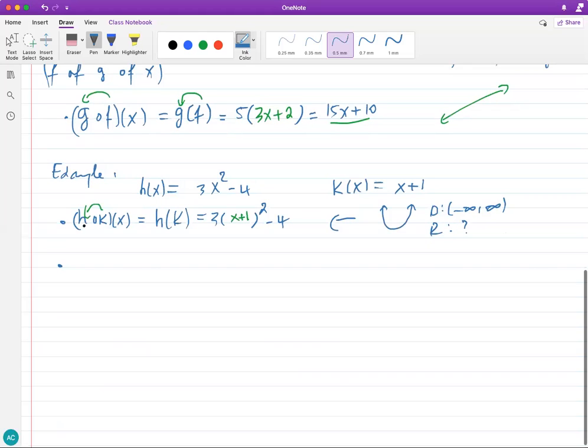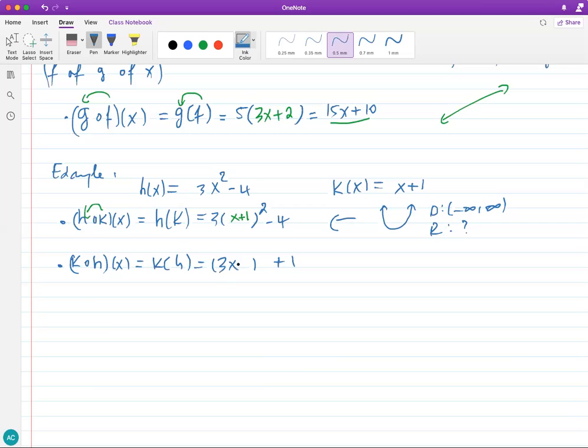Now let's do the other way around, which is completely different. This time I'm going to do k of h, so k of h of x. I'm going to write k first, which is here. So k is x plus 1. X here, plus 1. What goes inside the parentheses? 3x squared minus 4. That's right. So inside of k, in place of the x, we're going to put the h. So h goes into k.